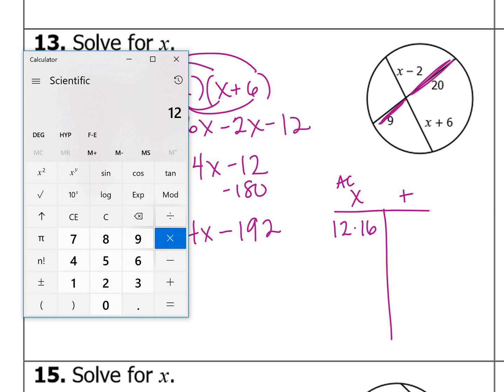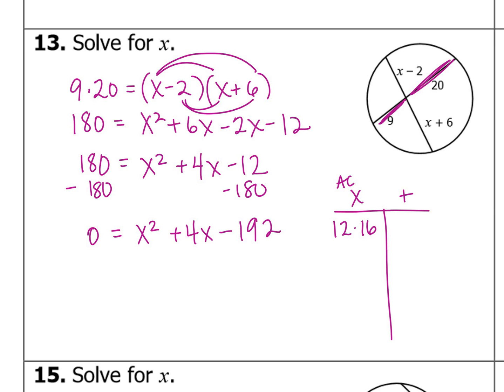Let's just verify. Okay, so those are my factors that have a difference of 4. Now, I know this is negative, so one of these has to be negative and one has to be positive. And this is positive, so I want the difference to be positive. So I want a 16 positive and a minus 12. 16 minus 12 equals 4. All right, so those are our factors.